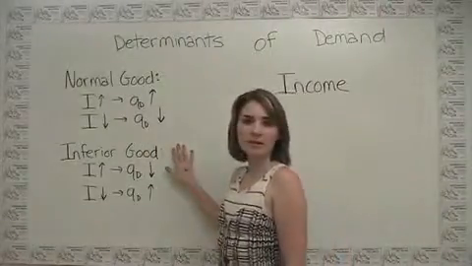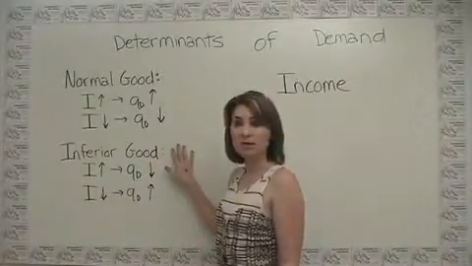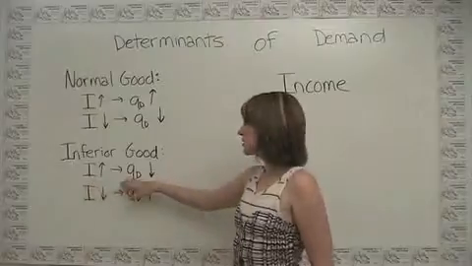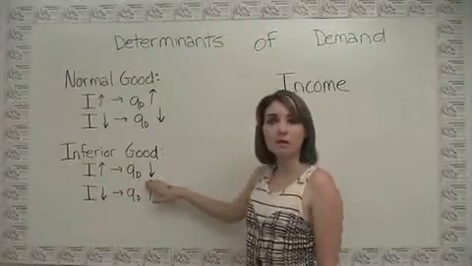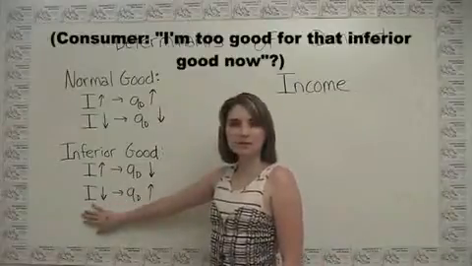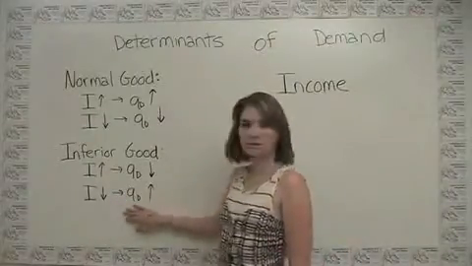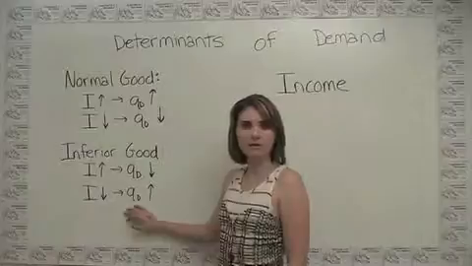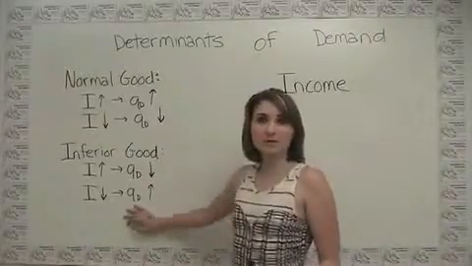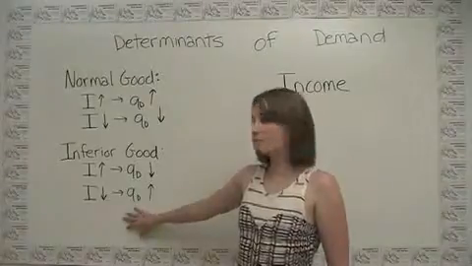On the other hand, we can have something that's called an inferior good. As income goes up, the consumer actually demands fewer of an inferior good. And as the consumer's income decreases, the consumer demands more of the inferior good. So let's think about some examples that would fit into either of these categories.